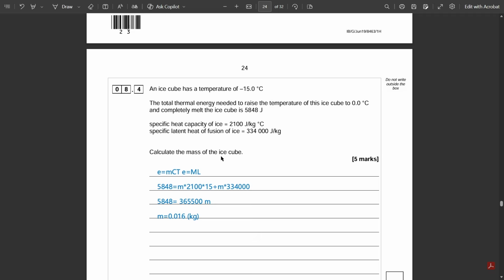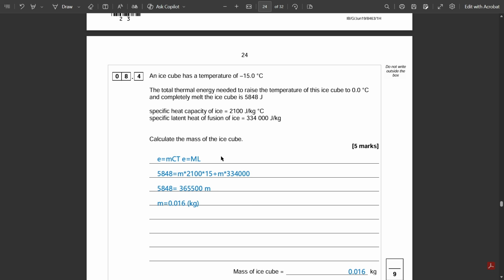And then for 8.4, an ice cube has a temperature of minus 15 degrees Celsius. The total thermal energy needed to raise the temperature of this ice cube to 0 degrees Celsius and completely melt the ice cube is 5,848 joules. The specific heat capacity of ice is 2,100 joules per kilogram per degree Celsius, and the specific latent heat of fusion of ice is 334,000 joules per kilogram. We're asked to calculate the mass of the ice cube.